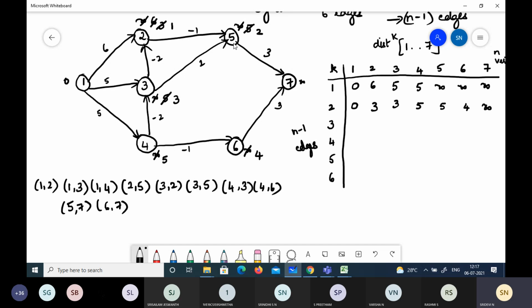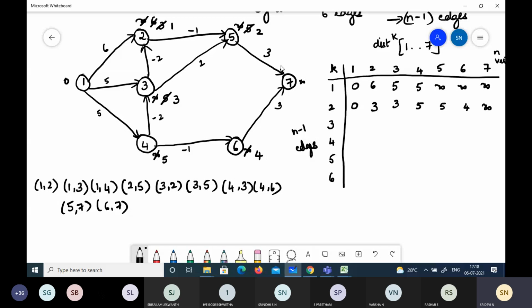Now 3 to 5. Let's check here. 3 to 5 is 3 plus 1, 4, but we already have the minimum value 2, so we will keep it as it is. Now I am checking 4 to 3. 5 minus 2 is 3 and we already have 3, so we'll keep it as it is. 4 to 6: 5 minus 1 is 4, already 4. Both are the same, so we'll retain it as it is.